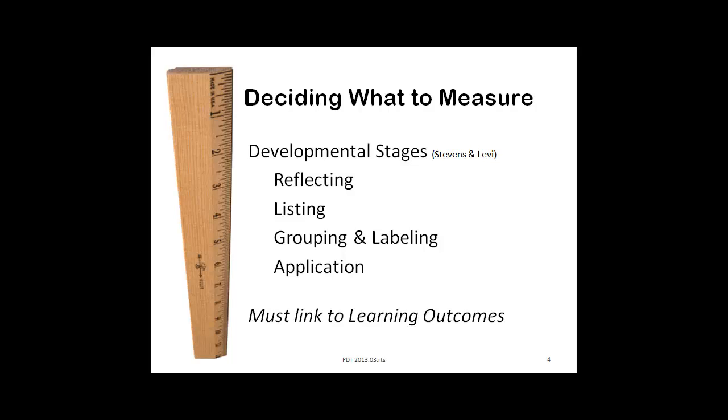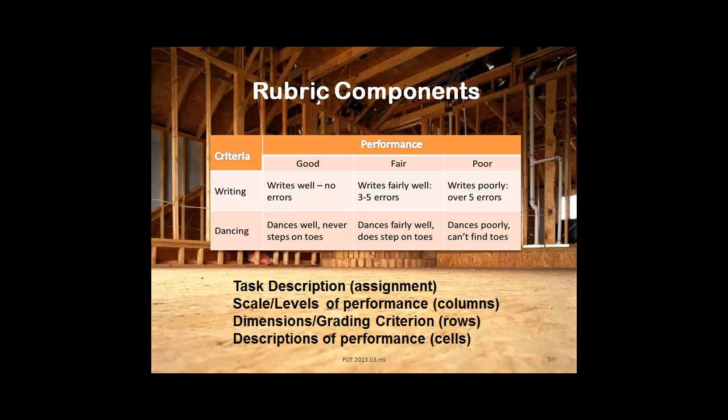As you can see at the bottom of the slide here, the assignment should be driven toward the learning outcomes, and therefore whatever you're using as a measurement to determine what's a successful assignment should also be driven toward those learning outcomes. Let's talk about rubric components. There are really 2 basic components, but you can look at it as 4 parts of a puzzle.